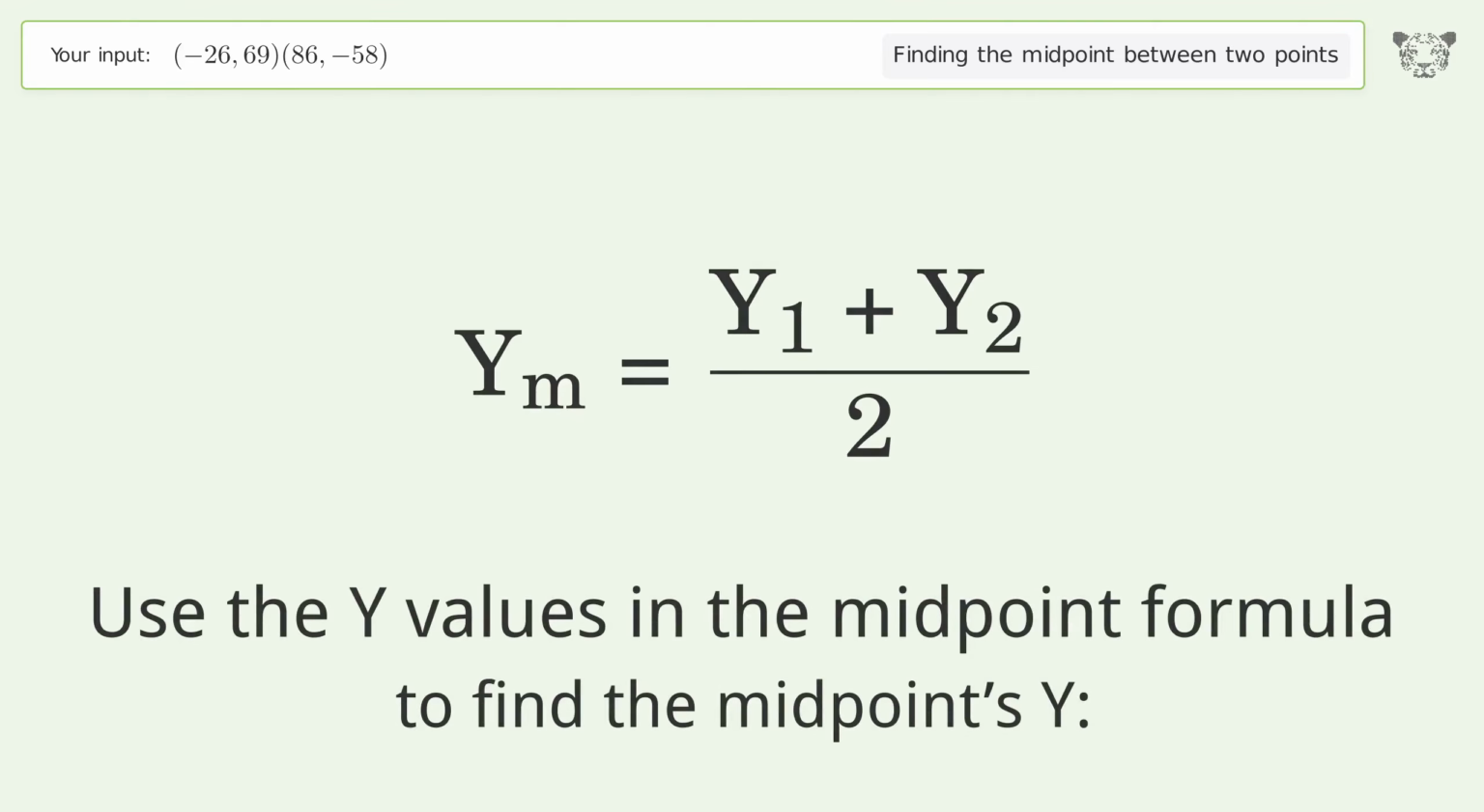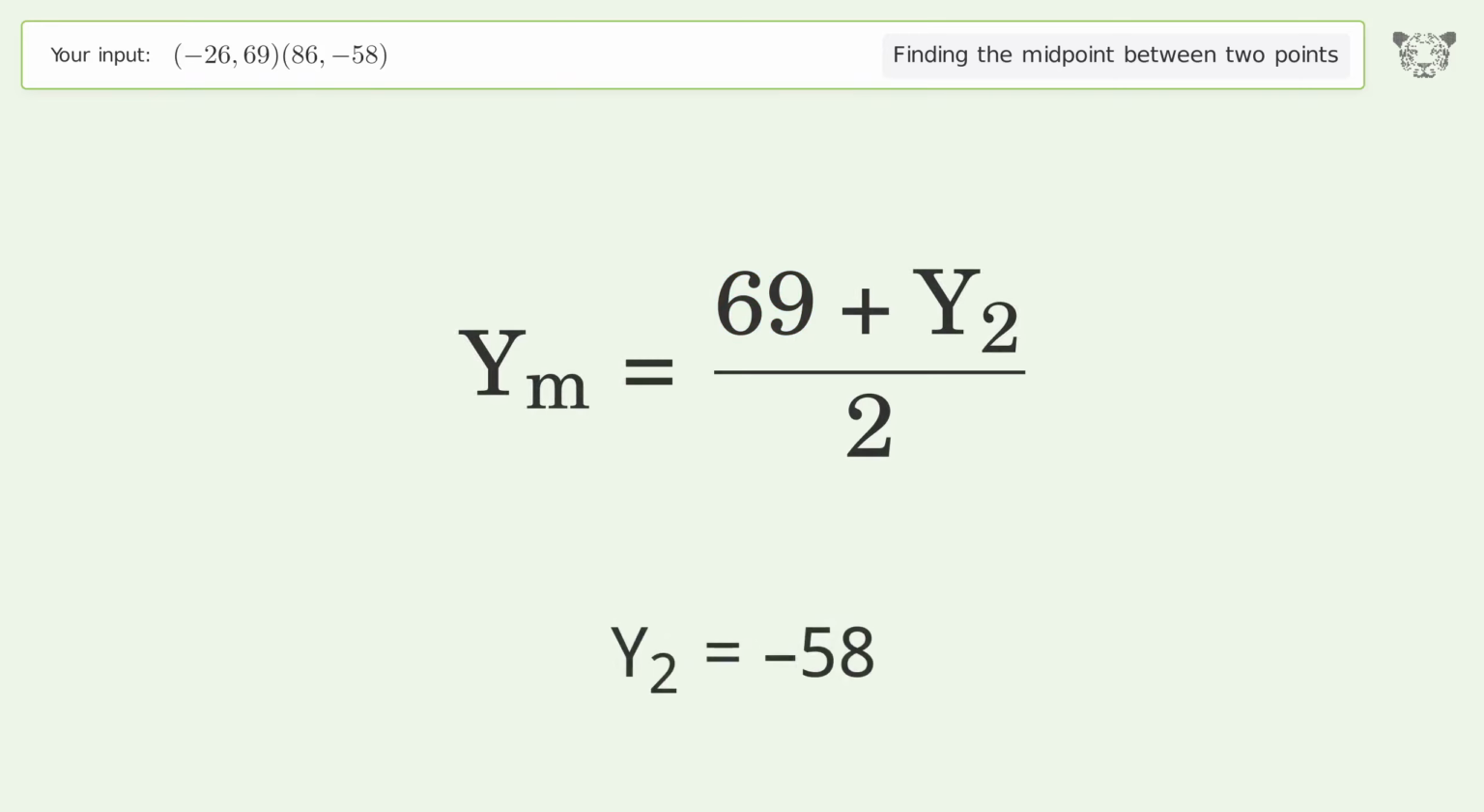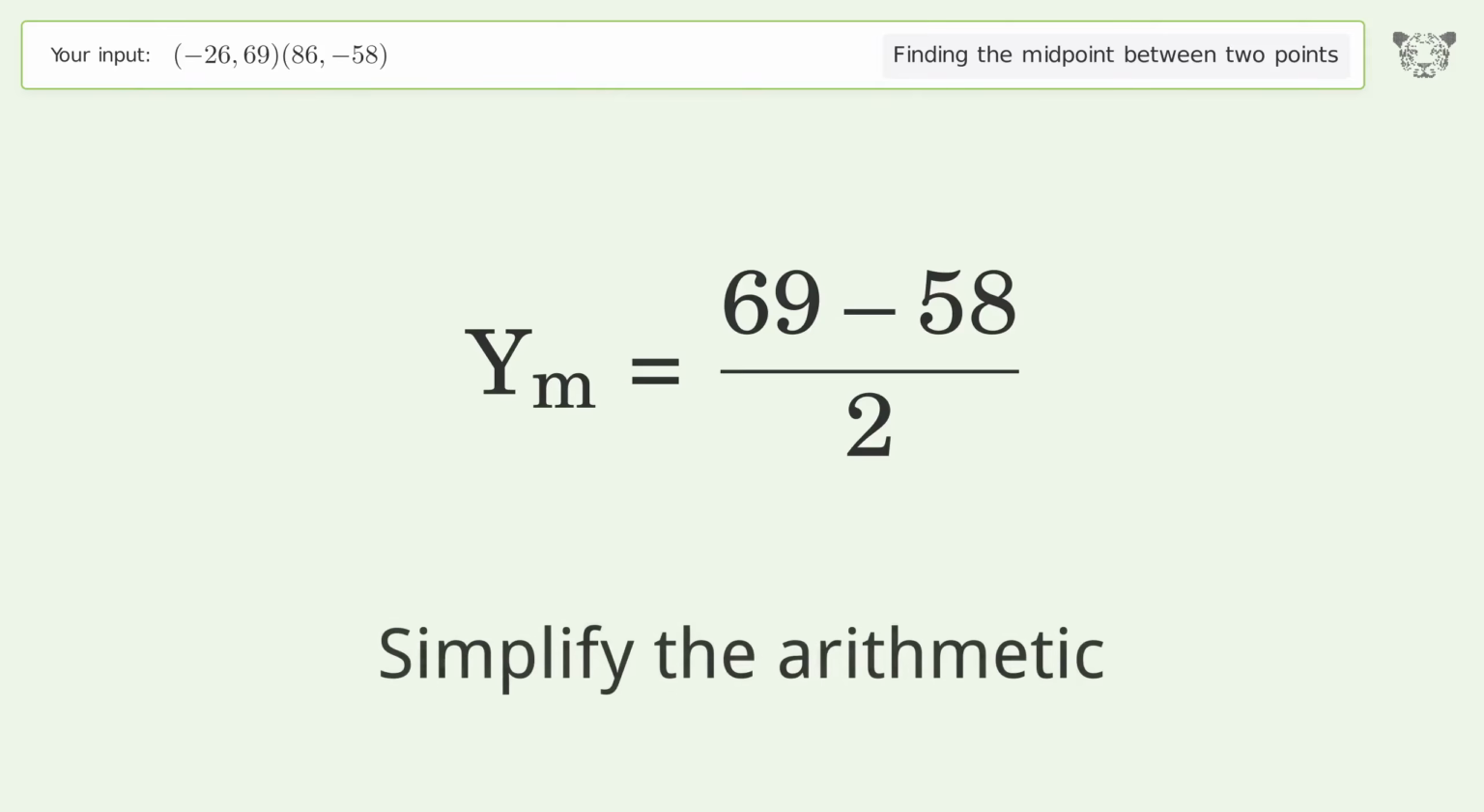Use the y values in the midpoint formula to find the midpoint's y. y1 equals 69. y2 equals -58. Simplify the arithmetic.